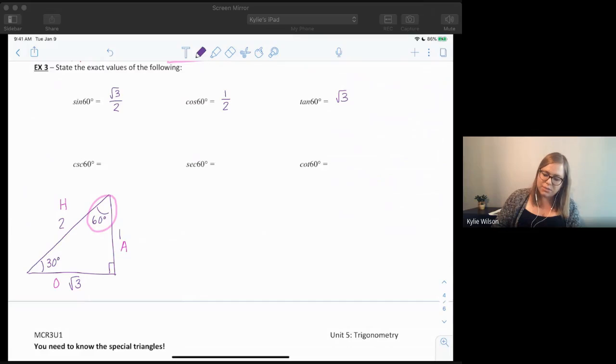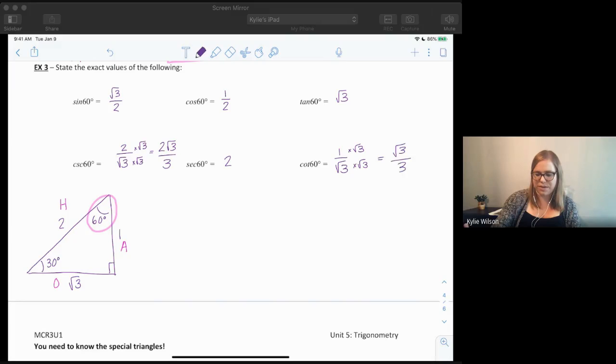And now we'll go to cosecant, which is going to be hypotenuse over opposite. And we don't like to have our radicals on the bottom. So we multiply that by root 3 and that by root 3. So we'll have 2 root 3 over 3. Secant 60 is going to be hypotenuse over adjacent, so just 2. And then cotangent 60 is going to be adjacent over opposite, so 1 over root 3. And we don't like to have a radical on the bottom, so we'll have root 3 over 3.